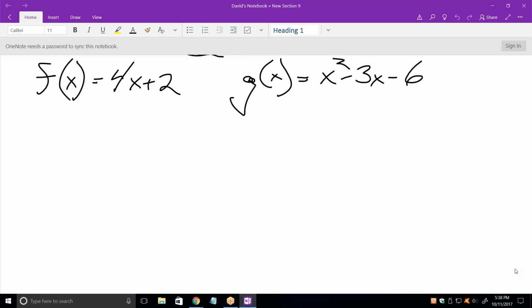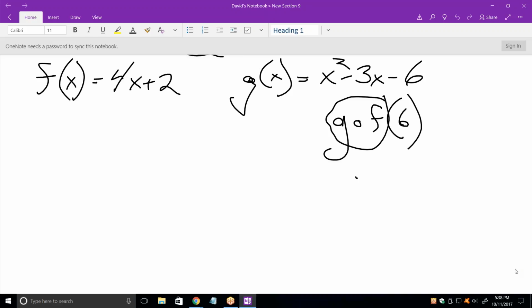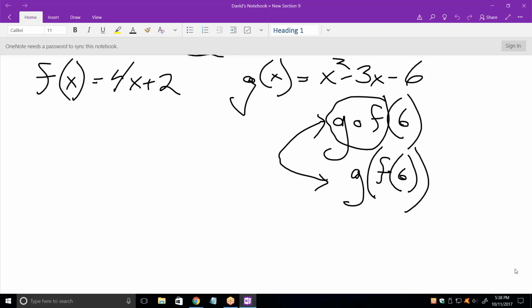Yeah, that's right. Then we have to find the G of F of 6. You have to find G∘F evaluated at 6. What that also means is G of F of 6. Those two things are the same expression. In other words, they have lots of terminology for meaning the same thing.